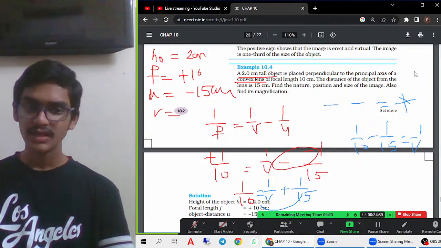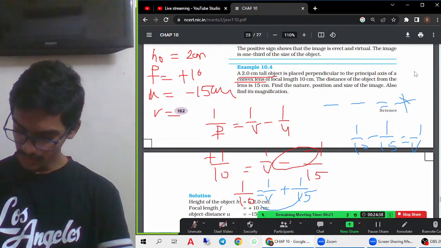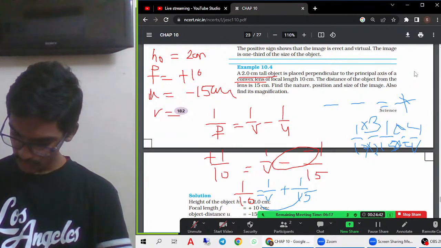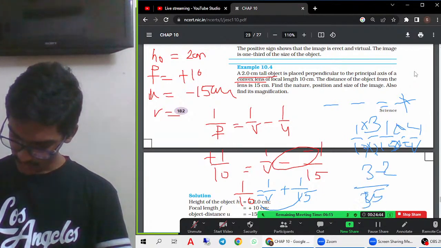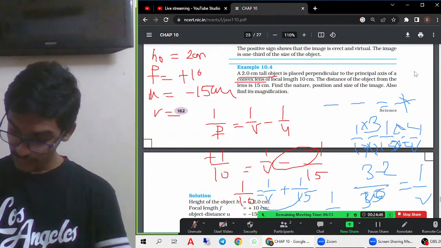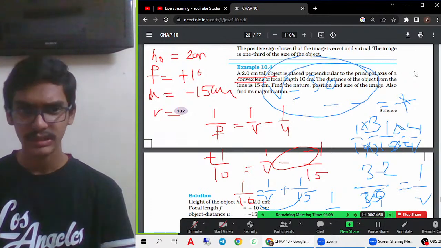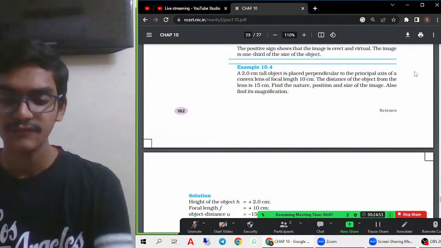So what is the LCM here? Again, the LCM is going to be 30 only. So then we multiply: 3 here, 2 there. So 3 minus 2 by 30, so 1 by 30. So the v value you are getting is positive. Mostly you'll get the v value positive in all cases. Otherwise, in the last case, you'll get the v value as negative.